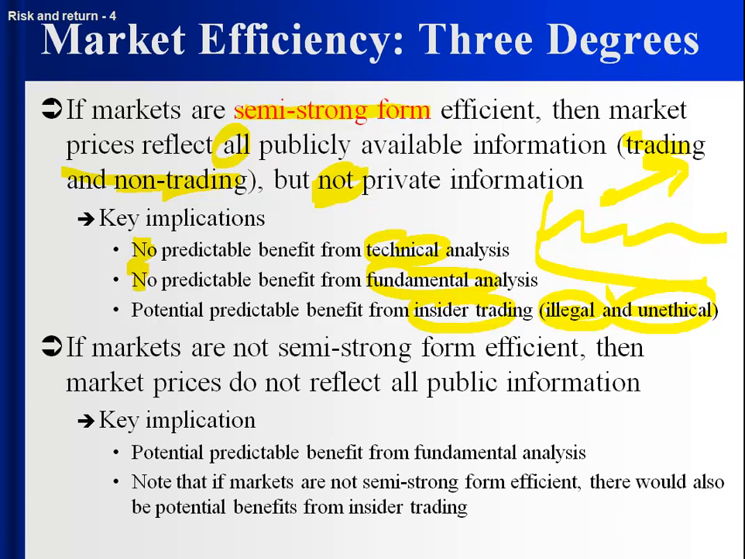If markets are not semi-strong form efficient, then the key implication is that there is a potential benefit from fundamental analysis, which means that you could pore over balance sheets, income statements, and other types of public information and identify stocks that are undervalued that one would want to buy, or stocks that are overvalued that one would want to sell.